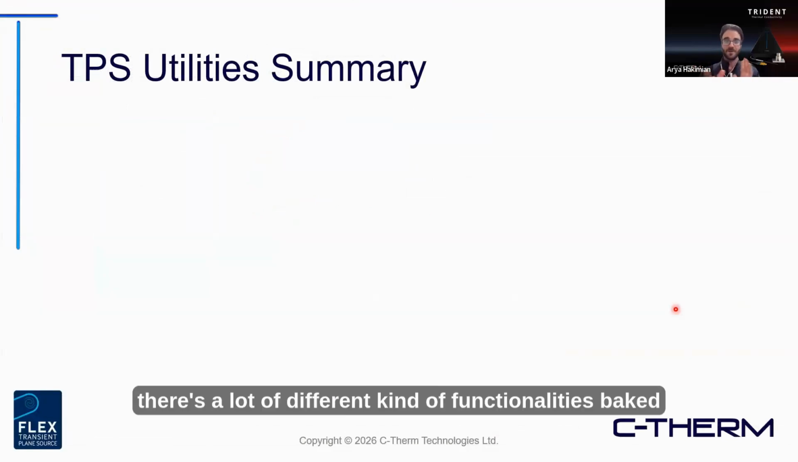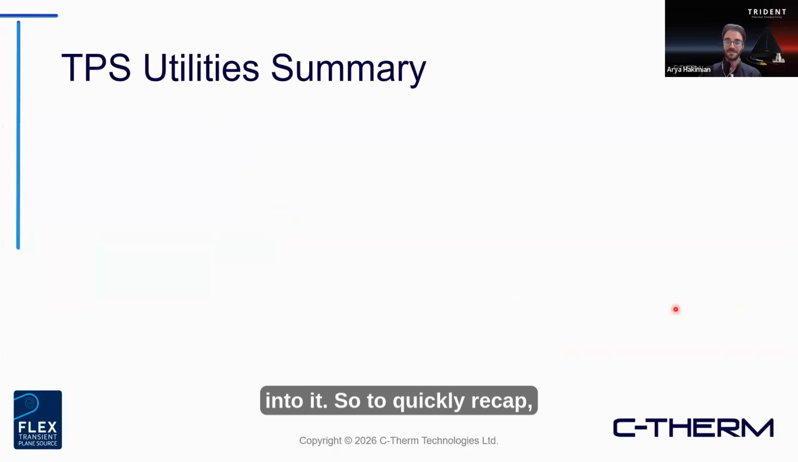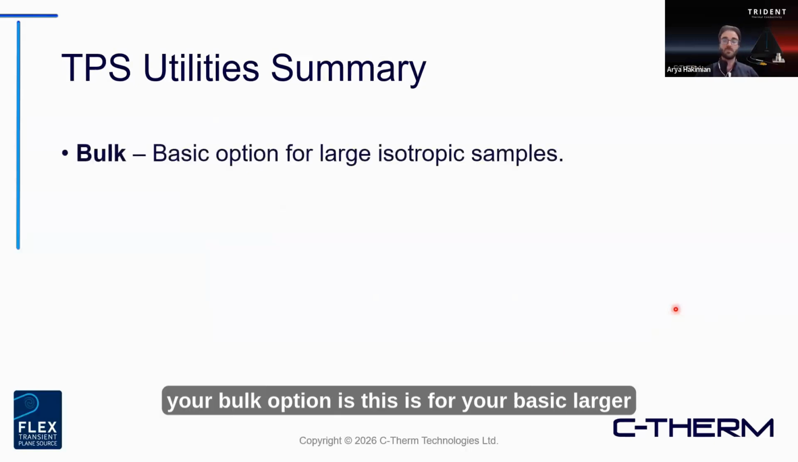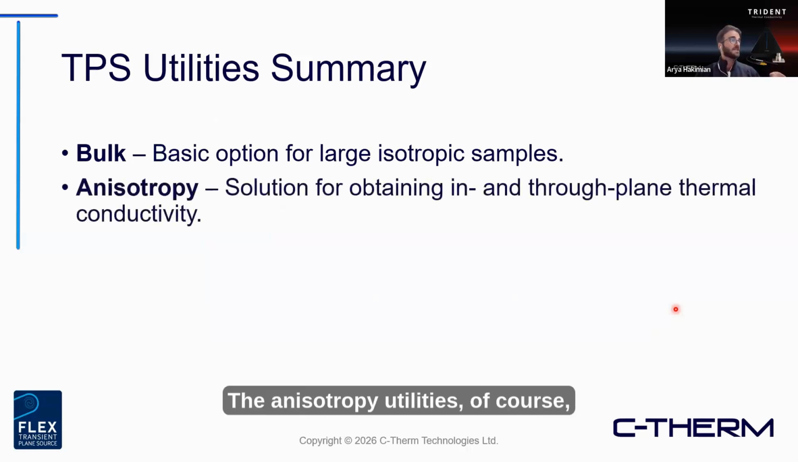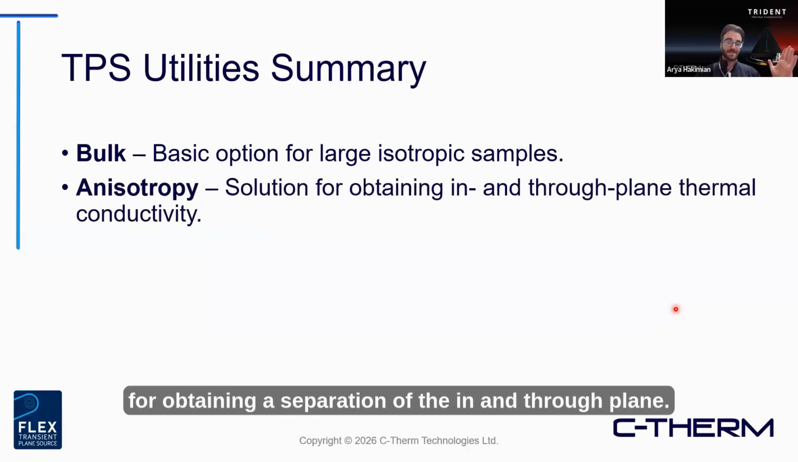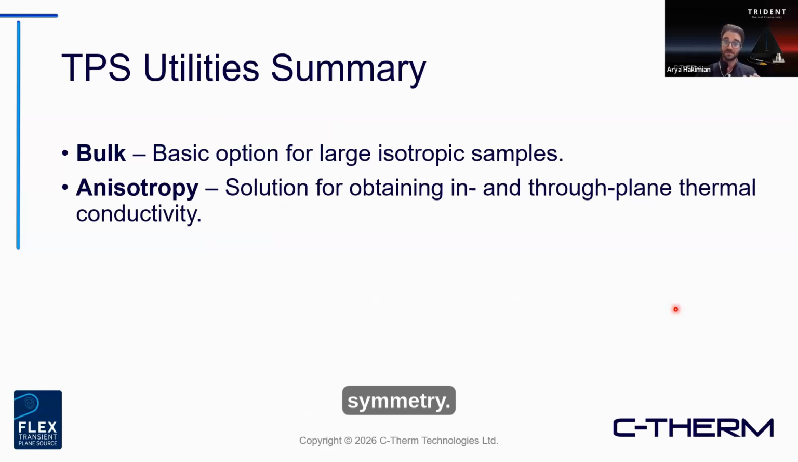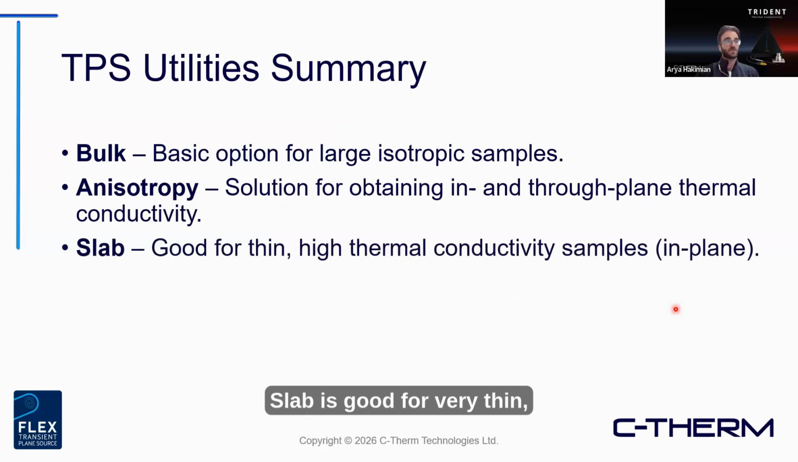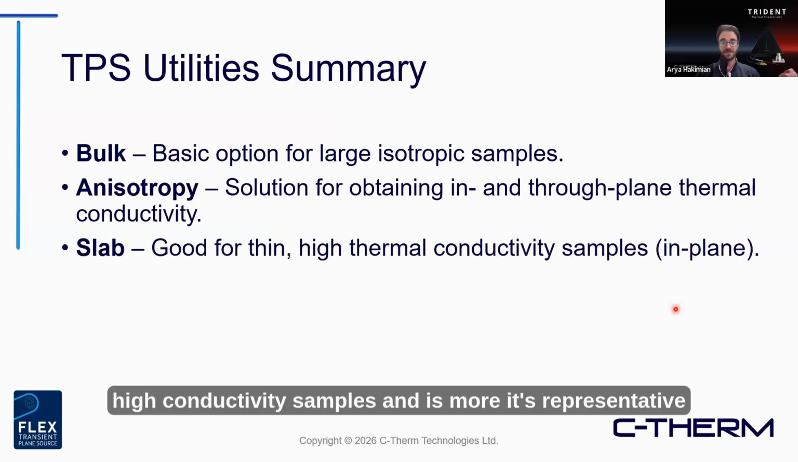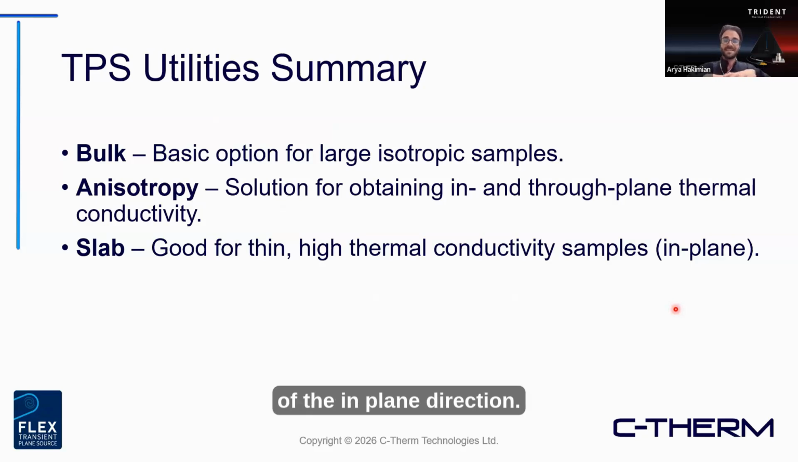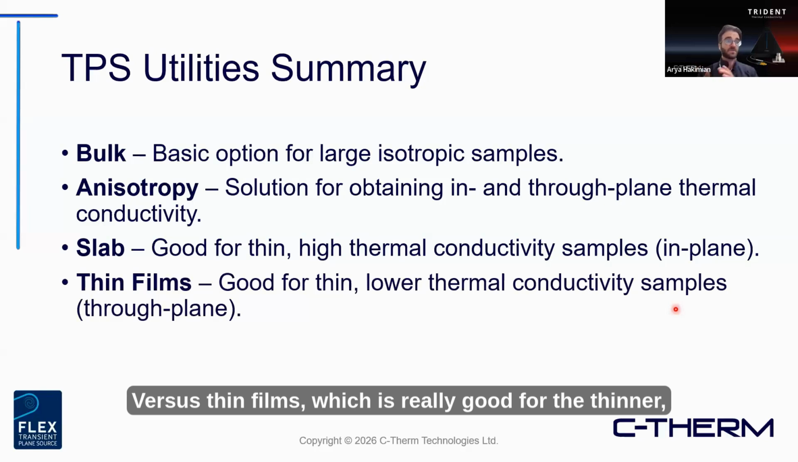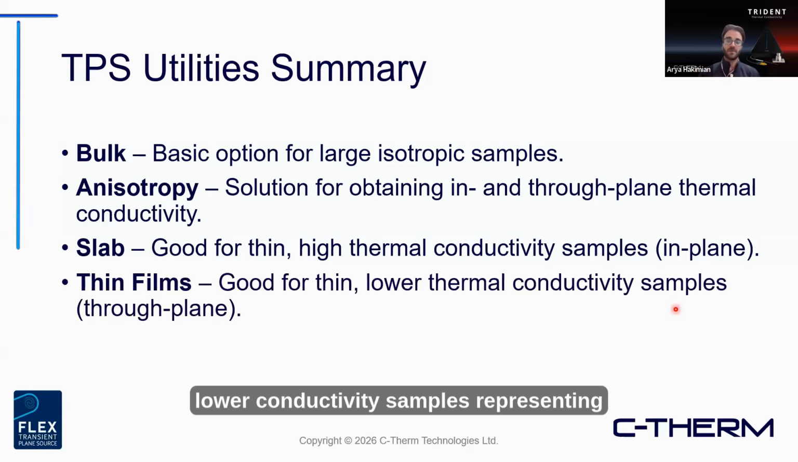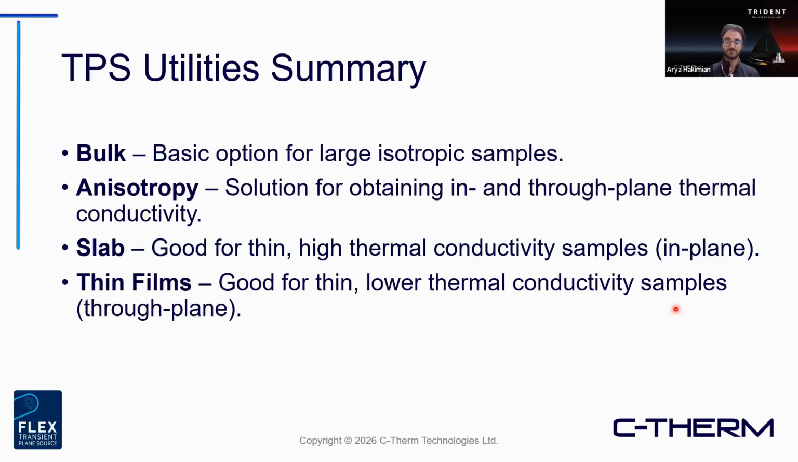So TPS has a lot of different functionalities baked into it. To quickly recap, your bulk option is for your basic, larger isotropic materials. The anisotropy utility is for obtaining a separation of the in-plane and through-plane thermal conductivity of a sample that exhibits radial symmetry. Slab is good for very thin, high conductivity samples and is representative of the in-plane direction, versus thin films, which is really good for thinner, lower conductivity samples, representing the through-plane direction.